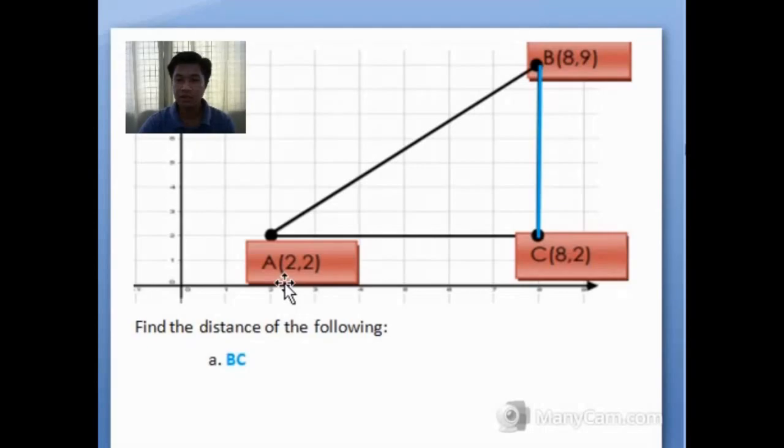The x-coordinate of point A is 2, and its y-coordinate is 2. The x-coordinate of point C is 8, and the y-coordinate of point C is 2. Same is true with point B. Its x-coordinate is 8 and its y-coordinate is 9. The problem is we're going to solve for segment BC as highlighted by the color blue, or the vertical segment. And then we are also asked to solve for the distance of point A and point C as highlighted by the color red. And we'll also solve for the segment AB, or the distance from point A to point B, this side here.